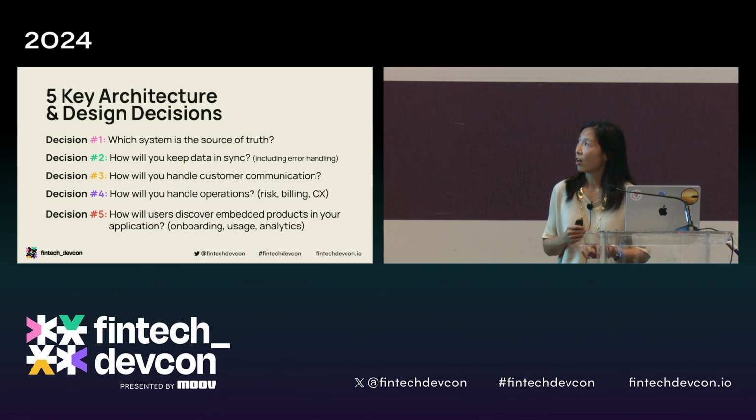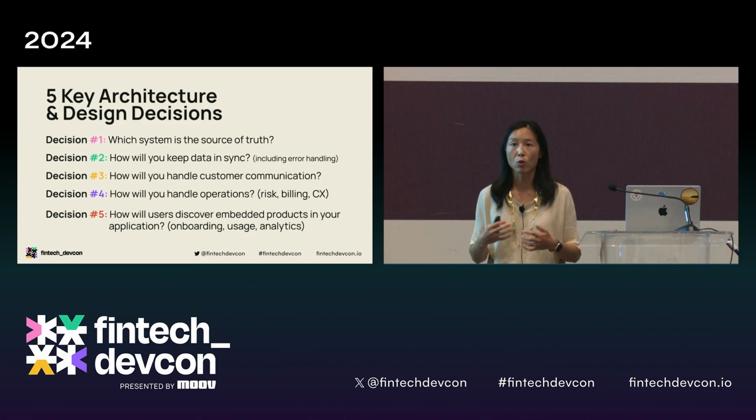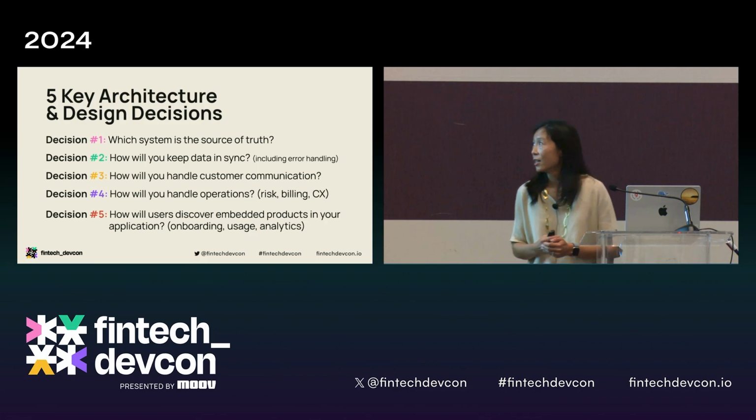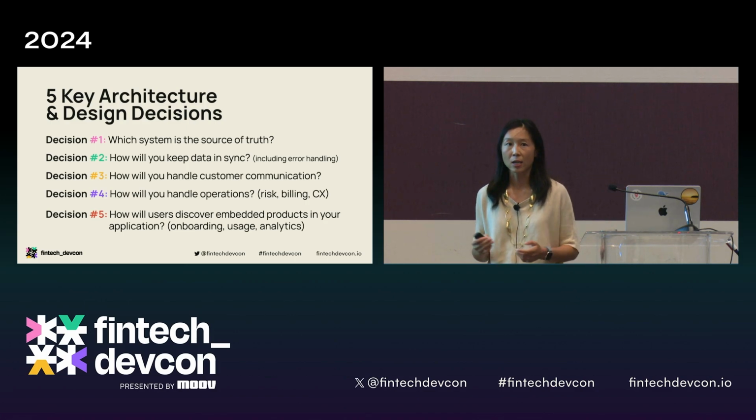And the 5 decisions are, decision number 1, which system is the source of truth? It could be your system, it could be Gusto, and that really depends on how much information you're already storing in your own databases and in your own product. Decision number 2, how will you keep that data in sync? How will you think about the bidirectional syncing as well as error handling?